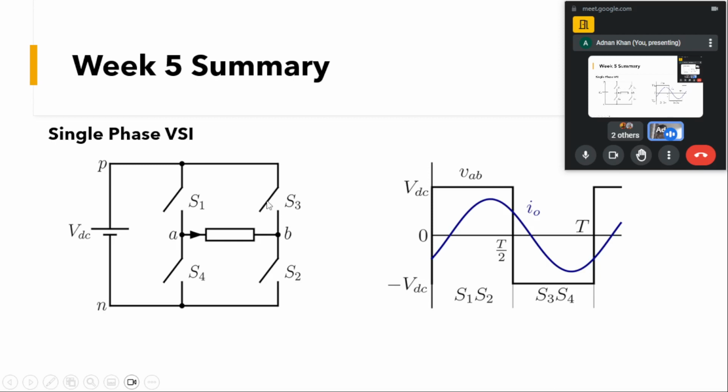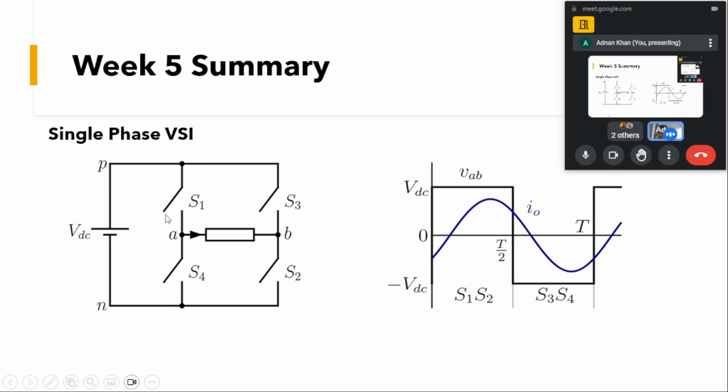Now we will see what will happen when S3 and S4 are switched on. If you see, when S3 and S4 are switched on, this B point is connected to the positive rail of the DC bus or DC source. Like B point is connected to DC. Prior to this, when S1 was turned on, A was connected to the positive of this DC source or DC bus.